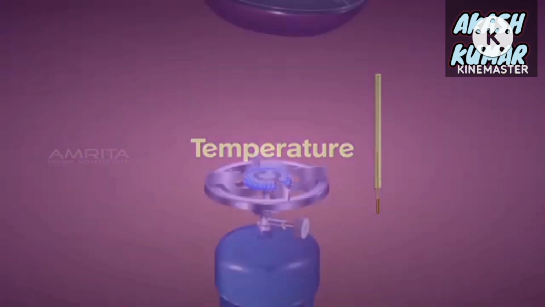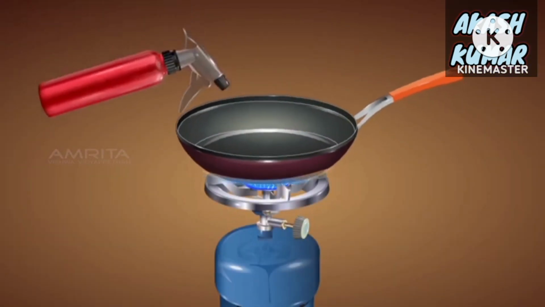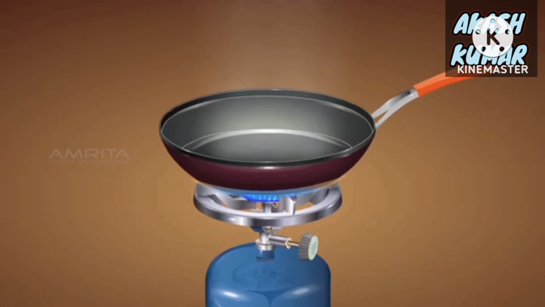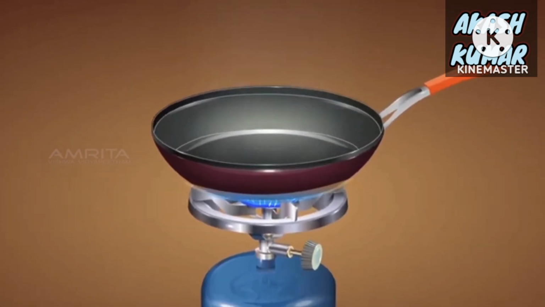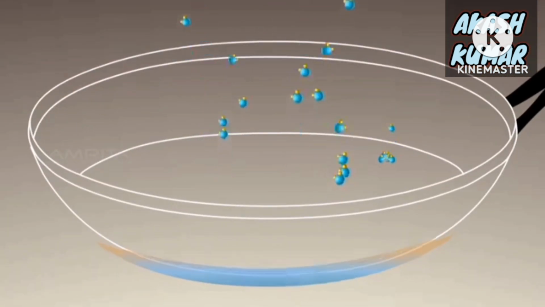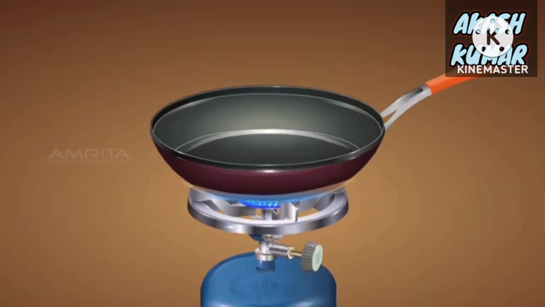Temperature. When droplets of water are sprayed into a hot pan, you will observe that the droplets suddenly vaporize and the vapors escape into the atmosphere. This shows that increase of temperature will result in a greater number of water particles being converted to a vapor state.